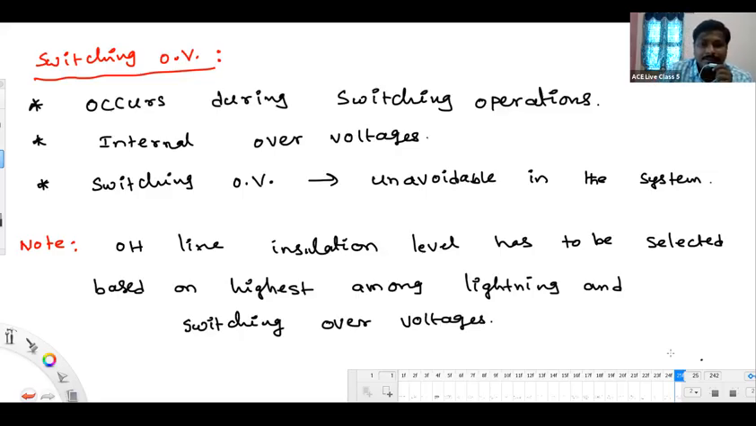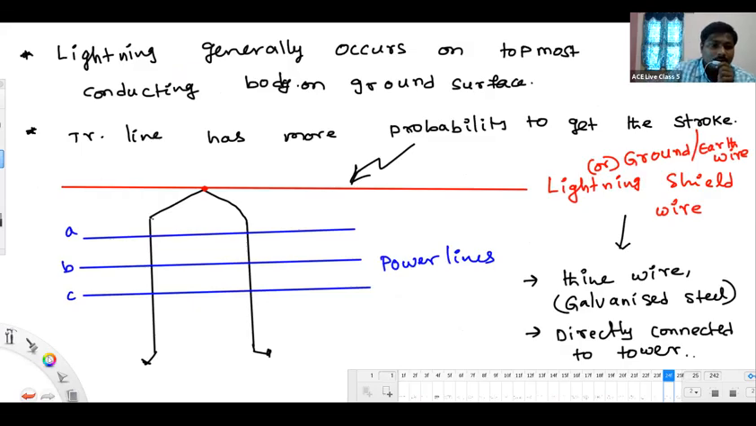Yes, definitely. So just listen to what I'm going to tell you here. Stop writing, just listen. For example, some lightning was attacked onto this ground wire.